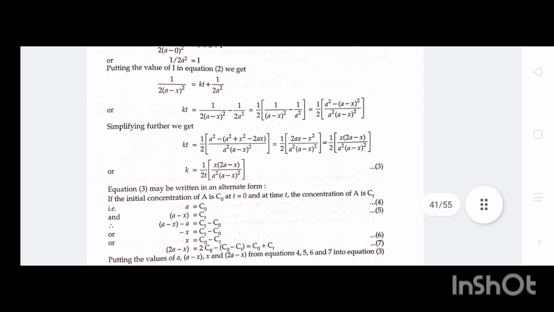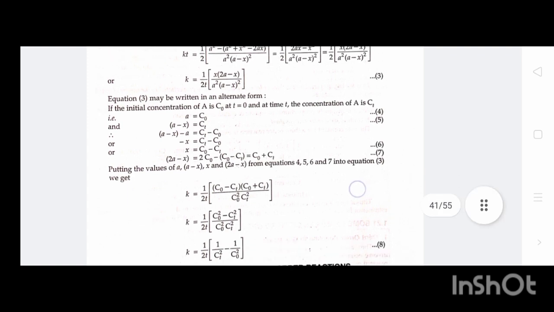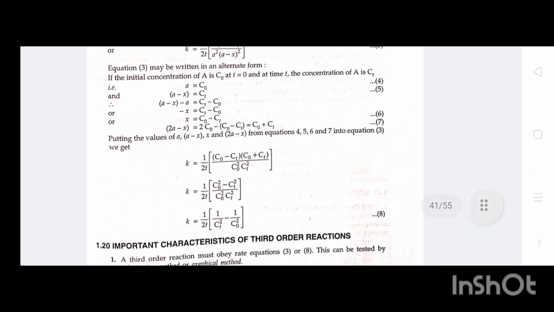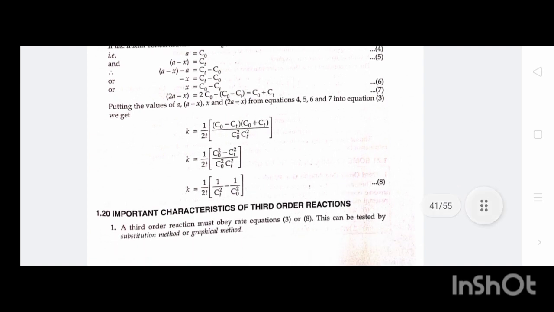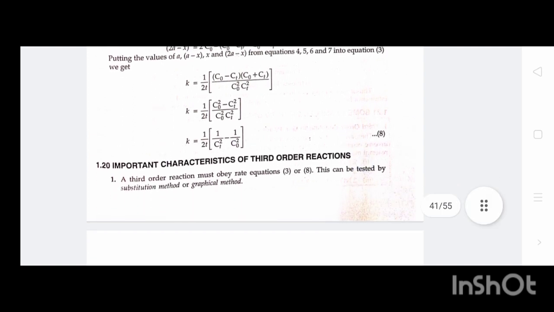We get I equals 1 by 2 square. Put the value of I in equation 2. We get k equals 1 by 2t into x into 2a minus x divided by a square into a minus x square. Equation third may be written in an alternate form: k equals 1 by 2t into 1 by ct square minus 1 by c naught square.